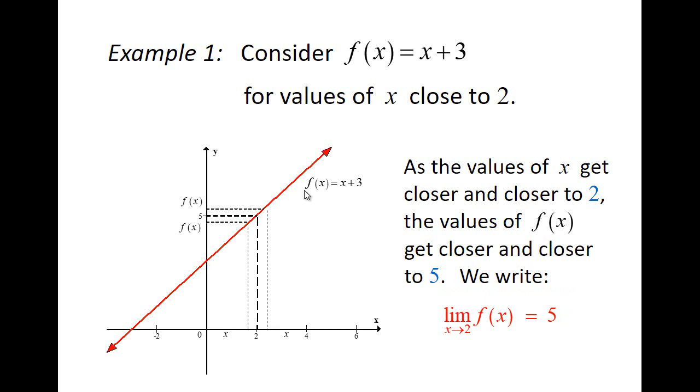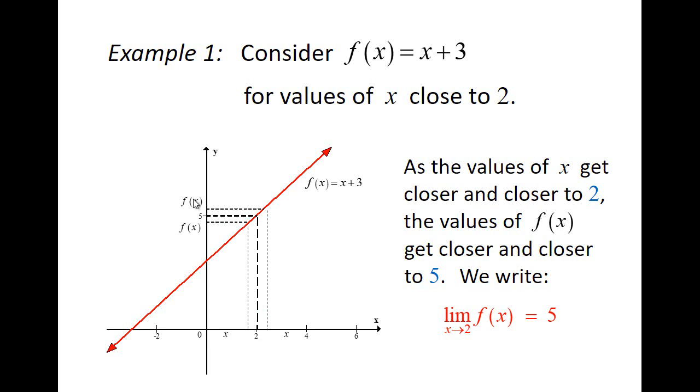So we are saying that as x gets closer and closer to 2, the values of f of x get closer and closer to 5. One might ask, how close can f of x get to 5? Well, you can see here that I can make the value of f of x as close to 5 as I like, simply by choosing x close enough to 2.